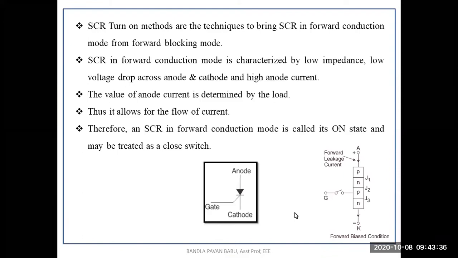So that depends upon the load. Therefore, an SCR in forward conduction mode is called its on state and may be treated as a closed switch. That is how we are going from the forward blocking state to the forward conduction state. In this mode, the maximum current, the load current or the anode current, flows. This happens when the switch is completely closed.